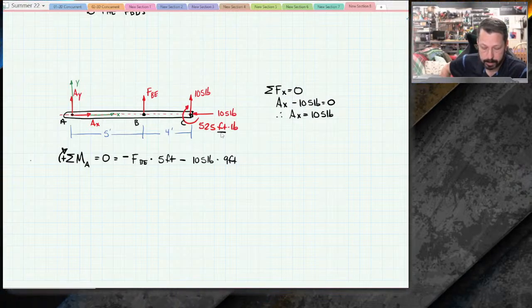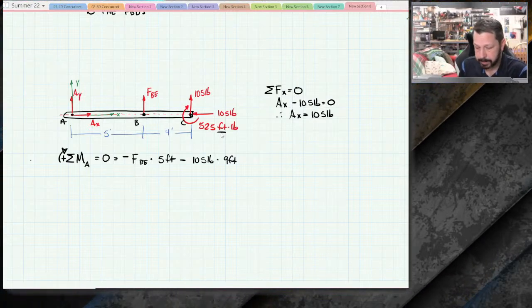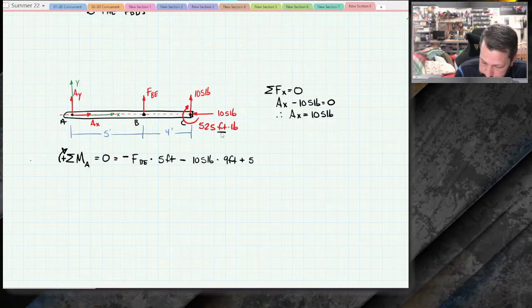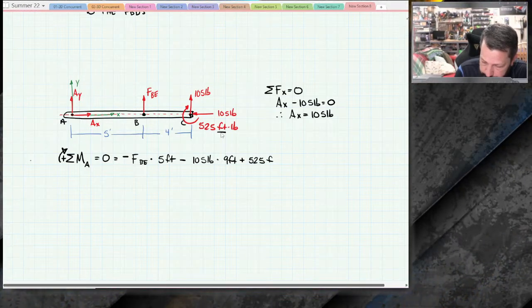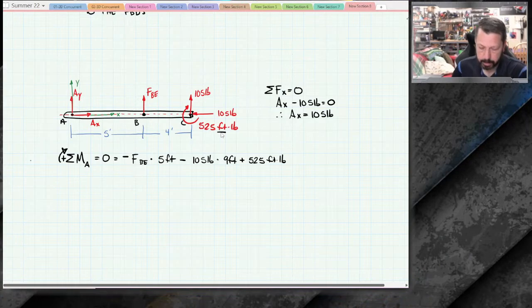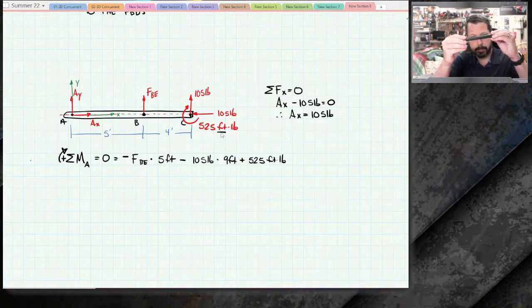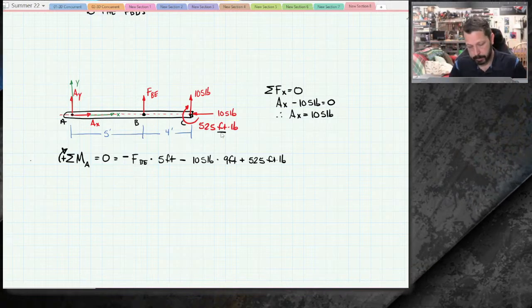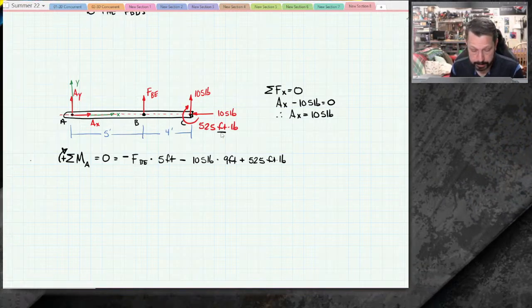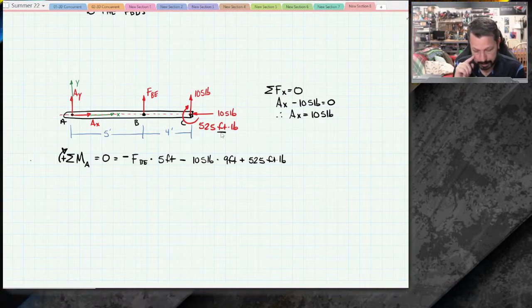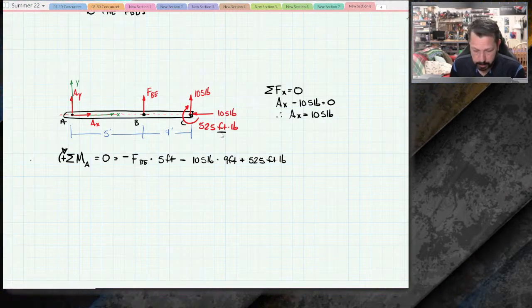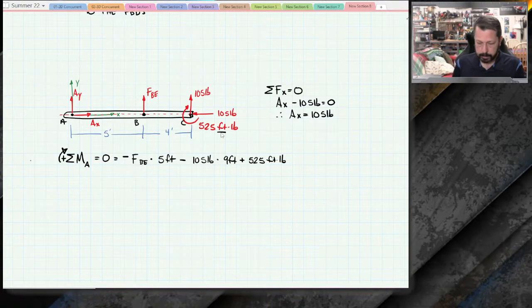So it's going clockwise. I said clockwise is positive. So plus 525 foot-pounds. All of that has to add to 0, or else the little beam at the bottom is rotating about point A. So it's not doing that, so I need to make sure that it balances out to 0. All right, let's get our calculator out and see what we have.